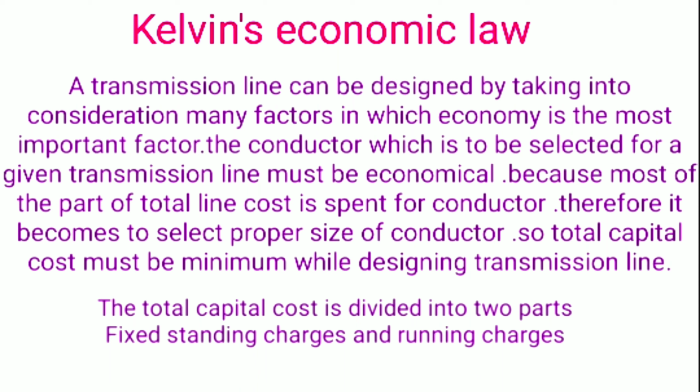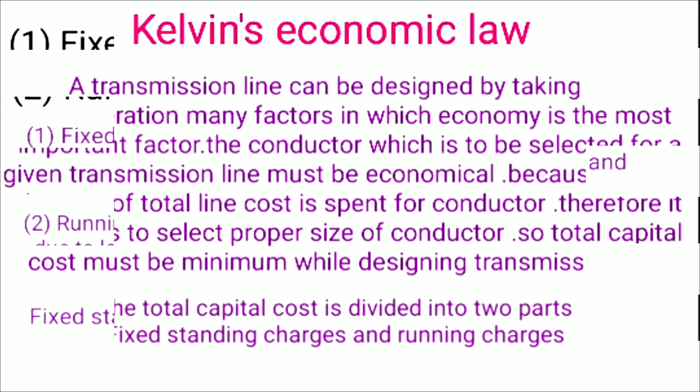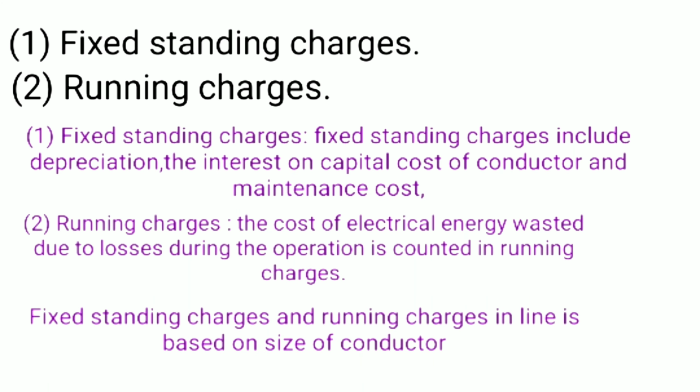Students, the total capital cost is divided into two parts, namely fixed standing charges and running charges. The fixed standing charges include depreciation, the interest on capital cost of the conductor, and maintenance cost. Next, running charges: the cost of electrical energy wasted during operation is counted in running charges. The fixed standing charges and running charges in a line depend on the size of the conductor.